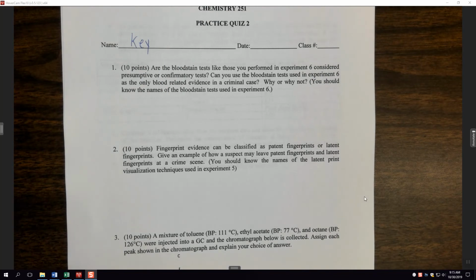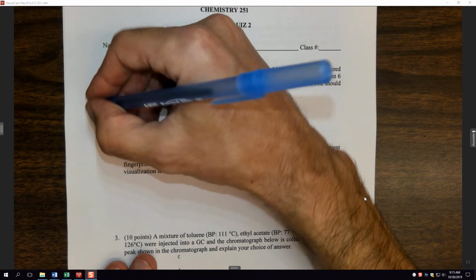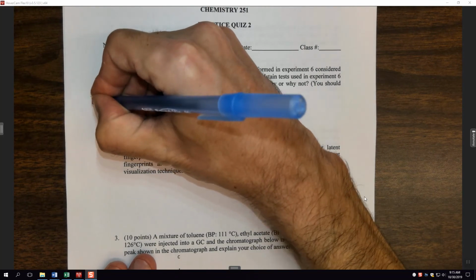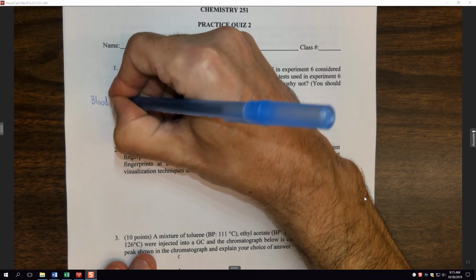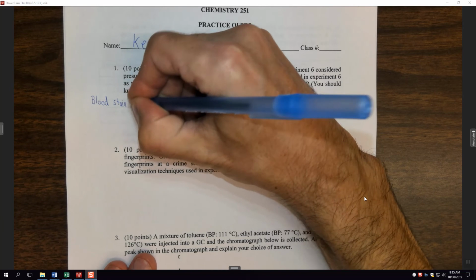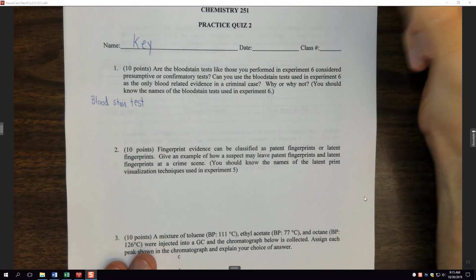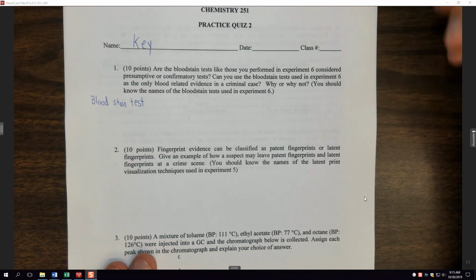So basically what I wanted to do was go through some different tests and just talk about them. I talk about them in the video for experiment 6, of course, but I just wanted to go through them quickly. So these are not, of course, all bloodstain tests, but these are bloodstain tests that you did. So I just want to list them. I'm not going to write details about them, but I am going to talk through them very quickly.